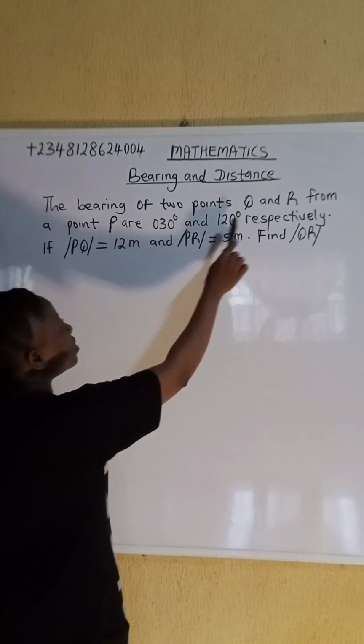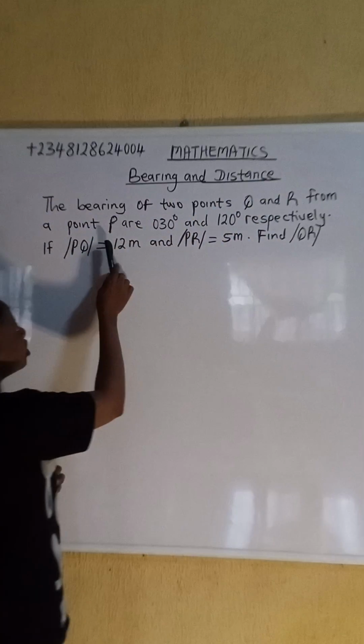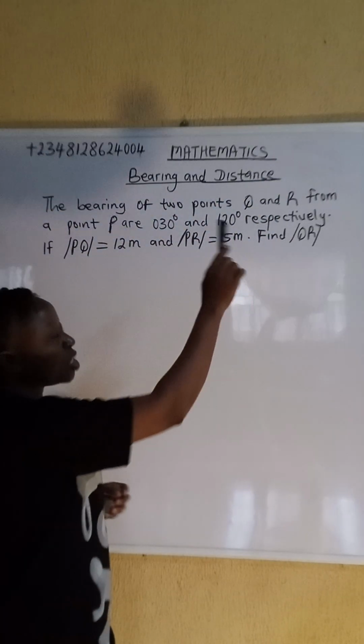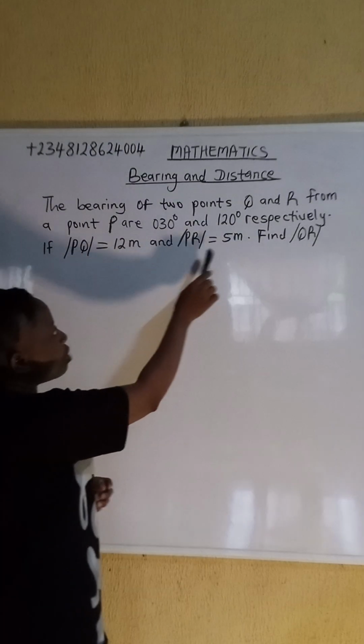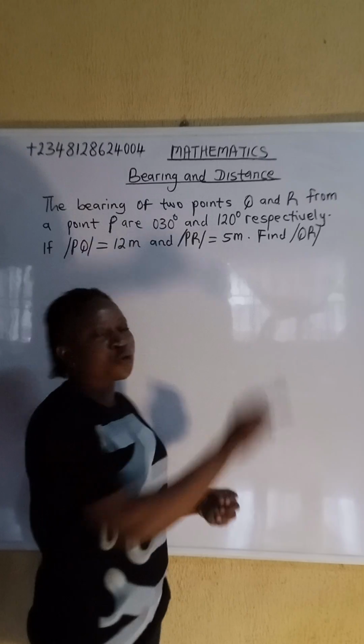The bearing of 2 points Q and R from a point P are 30 degrees and 120 degrees respectively. If line PQ is 12 meters and PR is 5 meters, find line QR.